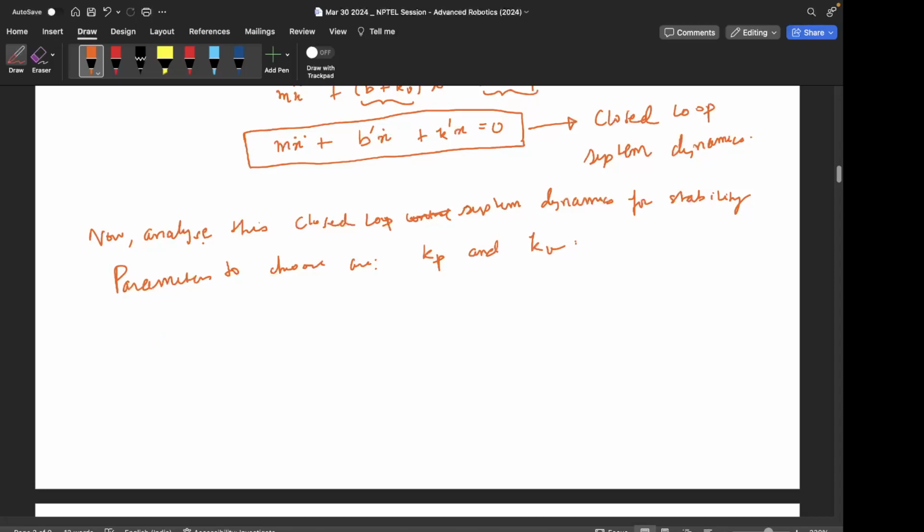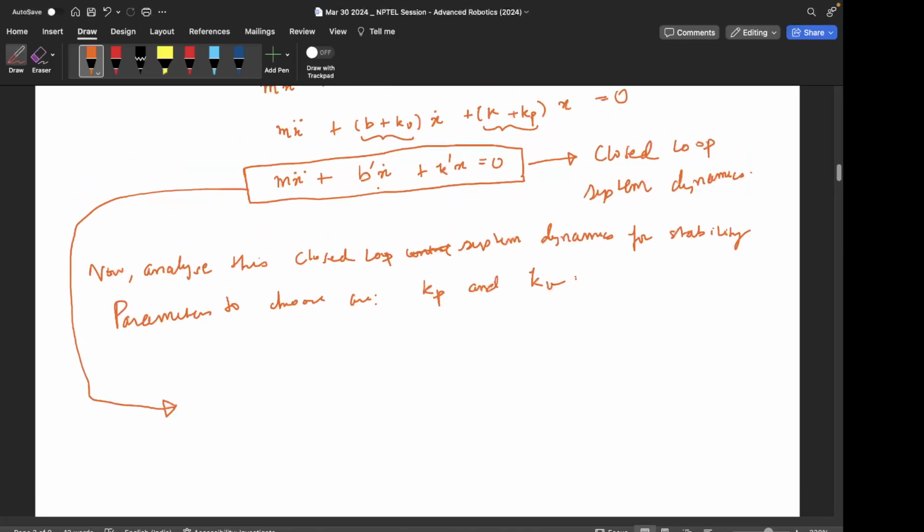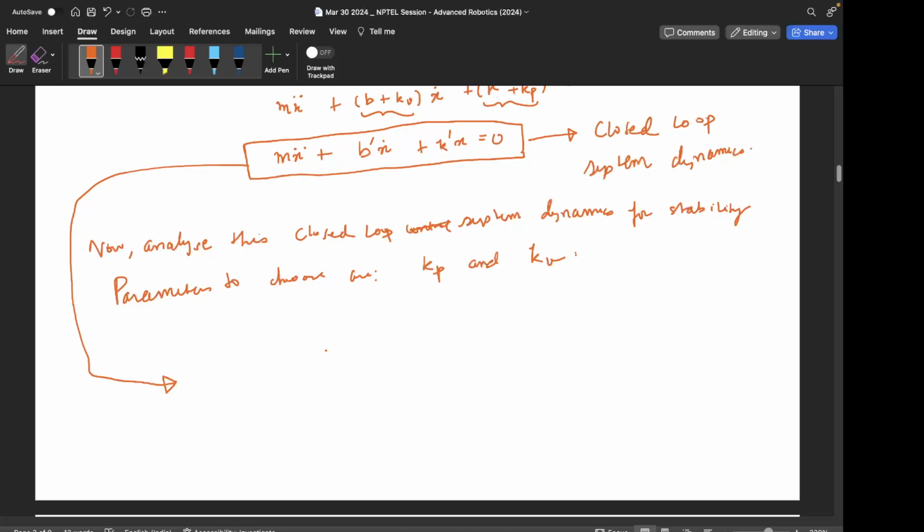The good thing is that we have already analyzed these kinds of systems. This is the typical second order system, a homogeneous second order differential equation, and we have analyzed this in depth in the last two discussion hours. So we can straight away write the condition in which this system will be critically damped.